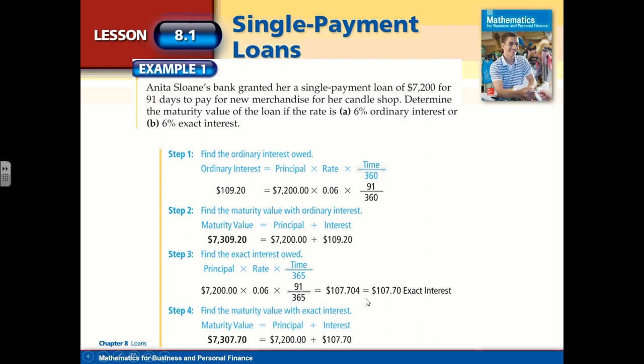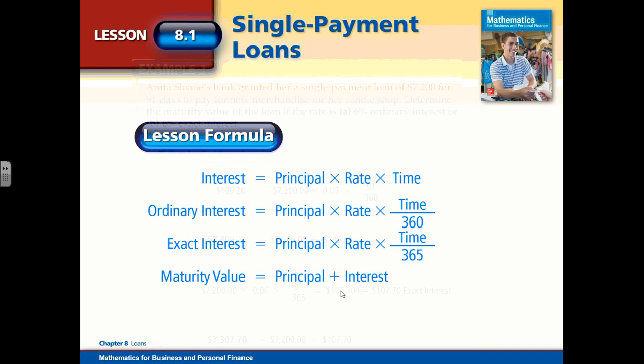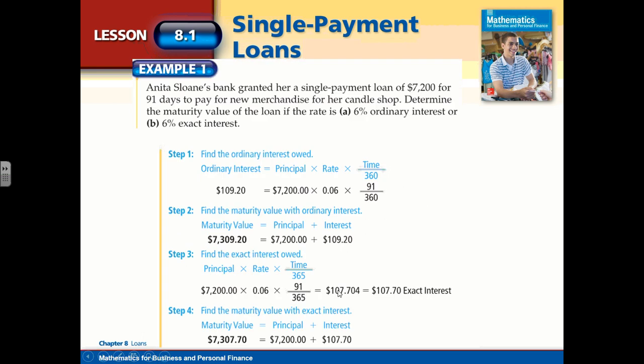So our amount is $107.70, and that's how much exact interest. So the maturity value is going to be $7,200 plus the $107.70. So that's $7,307.70. Sorry, I'm going backwards.